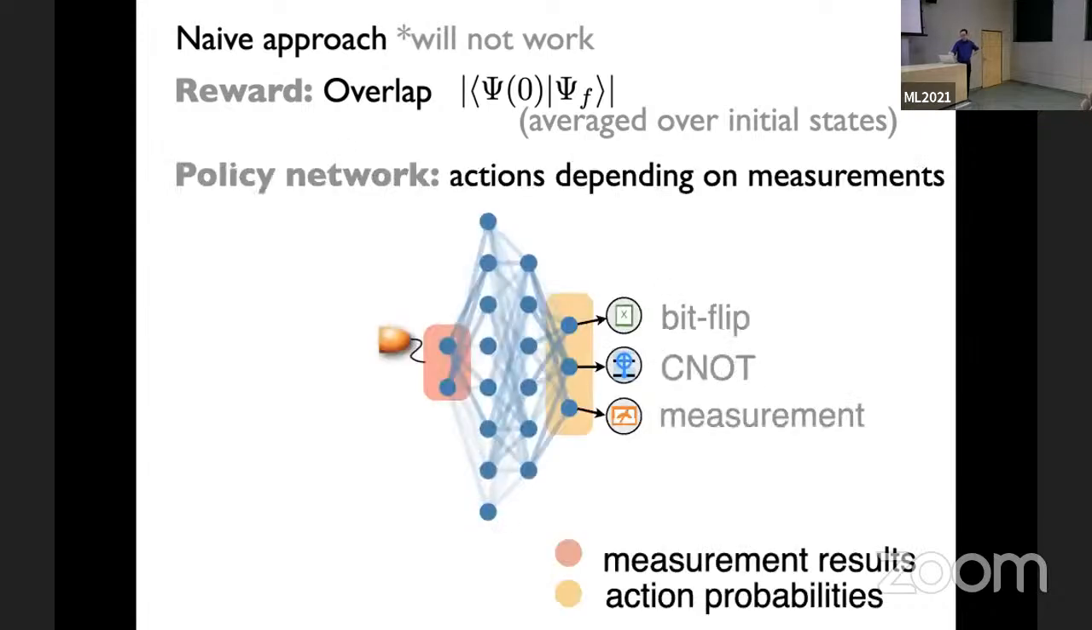Now, we use some policy gradient type technique. So we would define a policy network where the input is some measurement results that you have obtained. And the output, as we have learned in the lectures, would be the different action probabilities. So whether you will do a bit flip or a controlled NOT or a measurement on one of the qubits. Each of these, of course, has multiple versions depending on which qubits you are addressing. So in total, maybe you have 10 or 20 different actions that you can take.